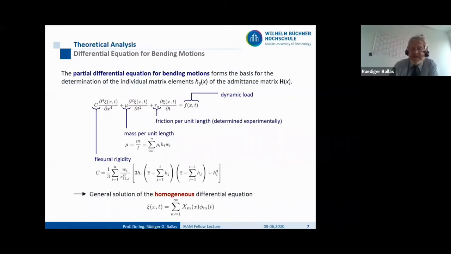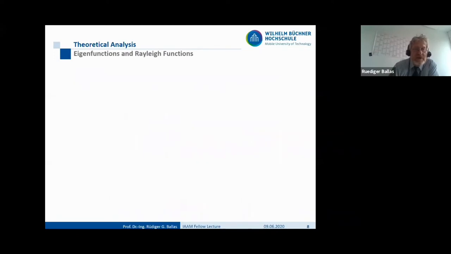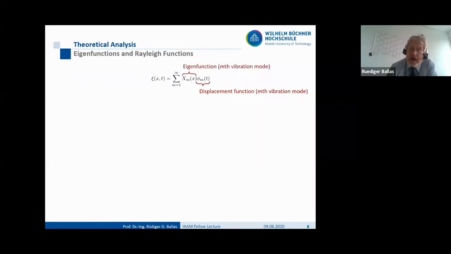In the next step, you find the dynamic bending deflection of the actuator. When you go ahead with finding the bending deflection x(x,t), you first have to find the displacement function. The index m means that you have the mth vibration mode here, and also you have the eigenfunction of the mth vibration mode. The eigenfunction is multiplied with the displacement function, which is realized in the complete dynamic deflection x(x,t).